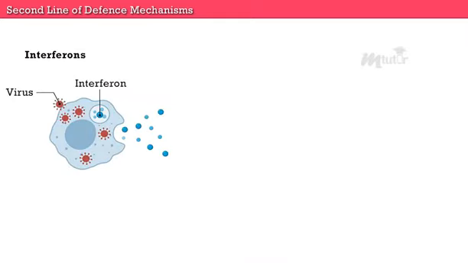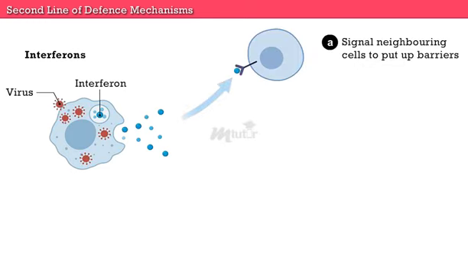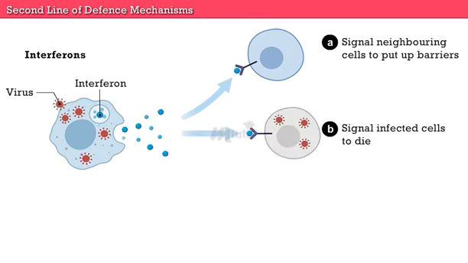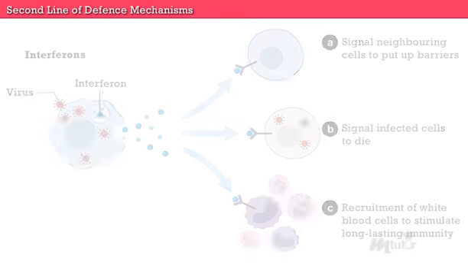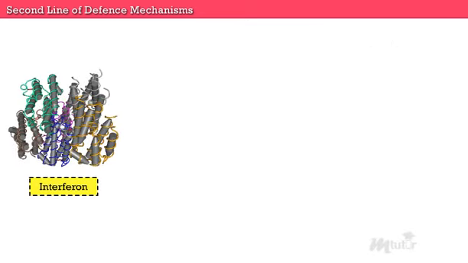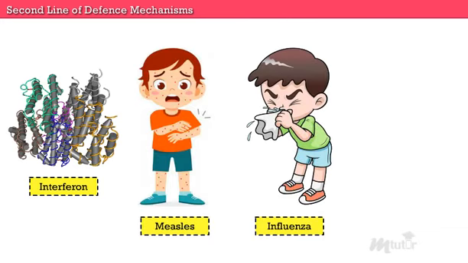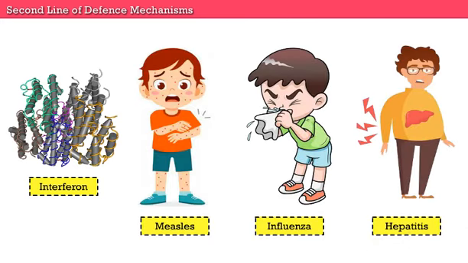Interferons, which are the glycoproteins secreted by virus-infected cells, act by sending signals to neighboring cells to put up barriers, sending signals to infected cells to die, and recruiting WBC to stimulate long-lasting immunity. Interferons are effective in treating measles, influenza, hepatitis, and to some extent, certain cancer types.